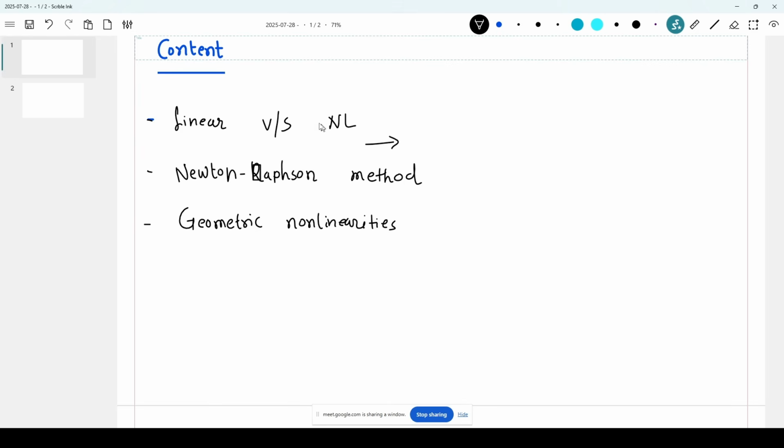Okay, in this linear versus nonlinear, here we will see more examples and possible demos. Okay, and possibly demos.